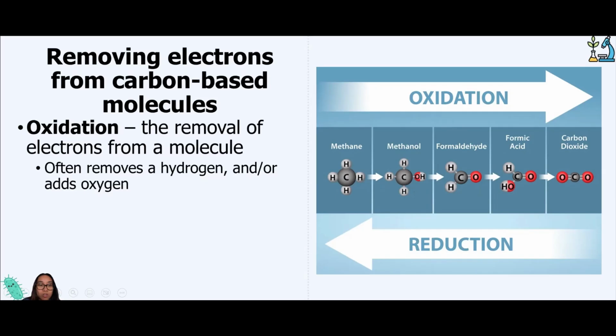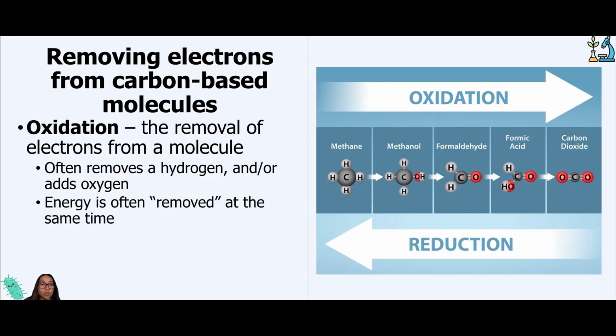Usually, when we remove electrons, we are also removing hydrogens, and oftentimes we're also adding oxygen. So that's why the fully oxidized form is going to be carbon dioxide, where, as you can see, there are no more hydrogens, but there are two oxygens. Now, why am I talking about oxidation? Well, while you are oxidizing a carbon-based molecule, you are usually also removing the energy from that molecule because a lot of energy comes from the electrons.